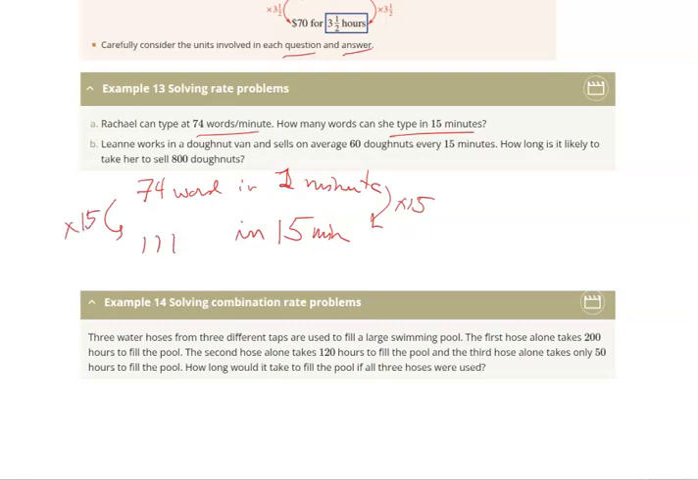And check this on your calculators. I think it's 1,110 words in 15 minutes, what we came up with. Let's do a quick calculation and see if that's true. Yep. So that one is simple because we had something that we could easily multiply to get to that one.